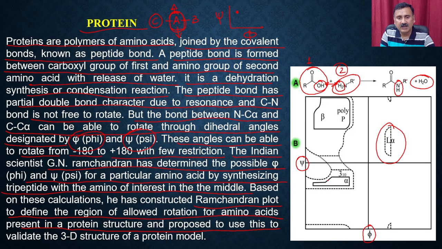In our subsequent lecture, we are going to discuss how you can determine the primary structure. Determination of the primary structure is a very important aspect to understand how you can know the primary structures. So with this, I would like to conclude my lecture here. In our subsequent lecture, we are going to discuss the determination of the primary structure.